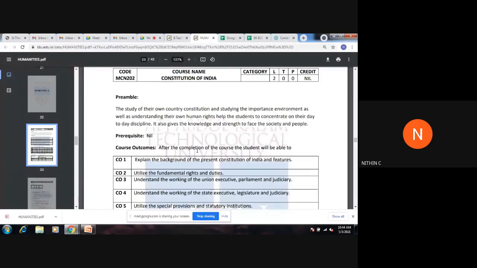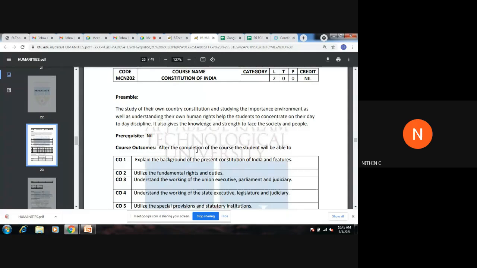After the course, you should be able to explain the background of the present Constitution of India and the features. Background in the sense, historical background, how it was developed, what were the different stages of development, all those things. Then the second course outcome is that you should be able to utilize the fundamental rights and duties.